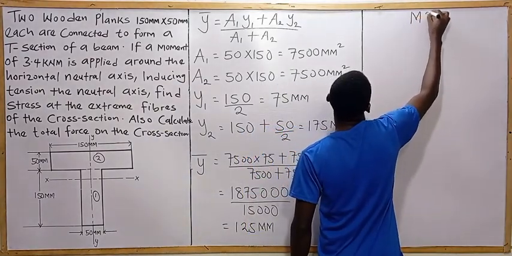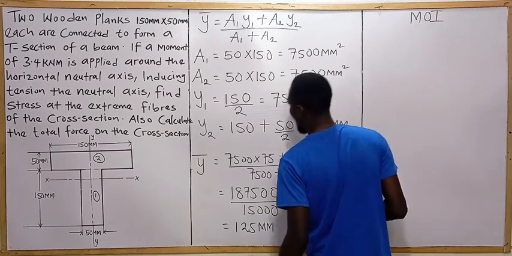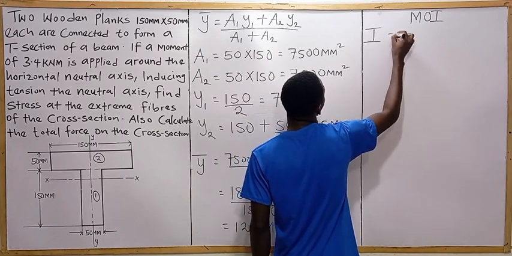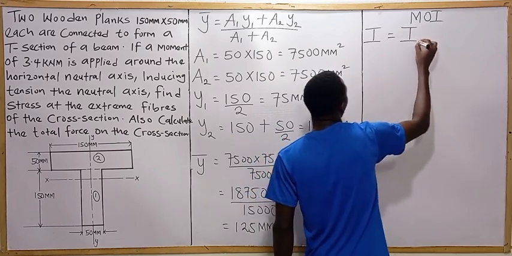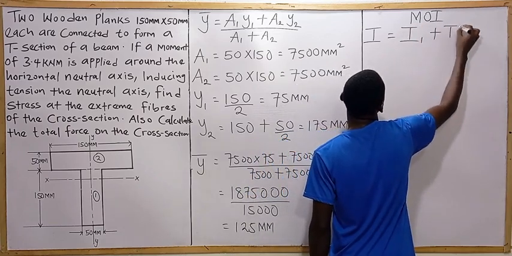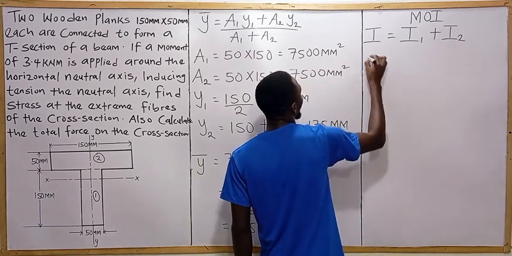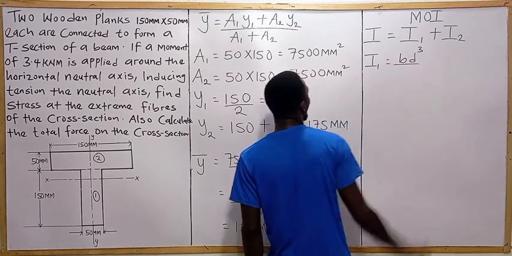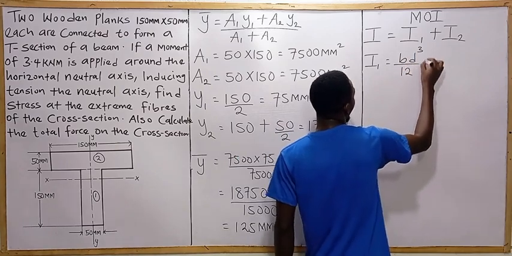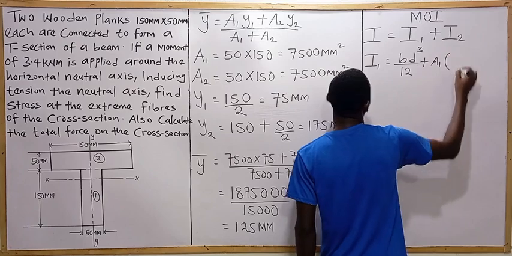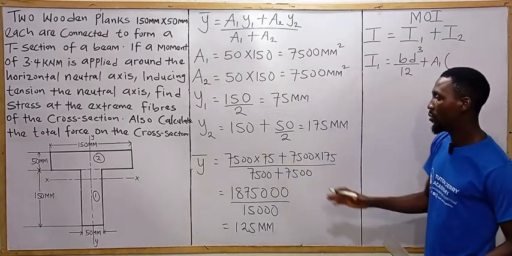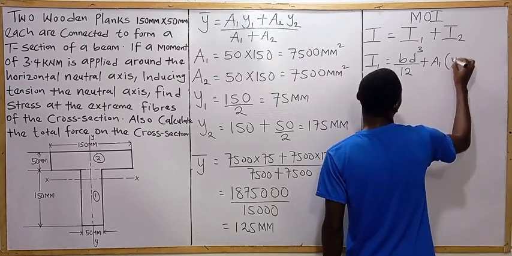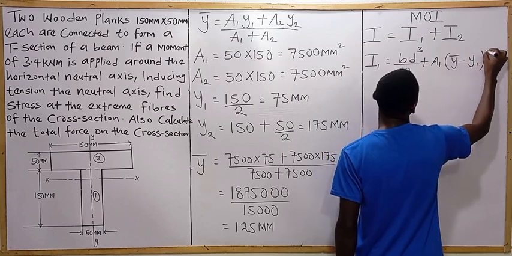So, moment of inertia of the T section about the neutral axis. Here we are having just two sections, two rectangular sections, so I1 plus I2. I1 will be equal to BD cubed over 12, that is the moment of inertia of a rectangle, plus A1 into, you are going to check between your y bar and your y1 which one is larger. So we are going to have y bar minus y1, all squared.